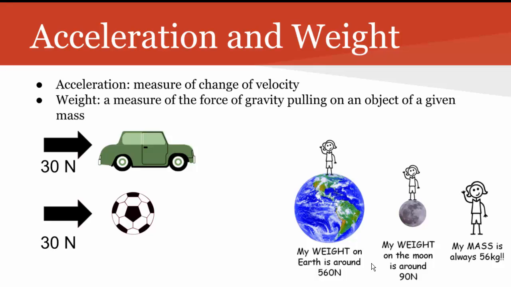Acceleration and weight. Acceleration measures a change of velocity, and weight is a measure of the force of gravity pulling on an object given a mass. So below, there is a car that weighs 30 newtons, and there's a soccer ball of 30 newtons also. As she said, the soccer ball has a smaller mass, so it'll go much faster than the car if you push on it with 30 newtons. If you didn't know, velocity is change in speed and direction.